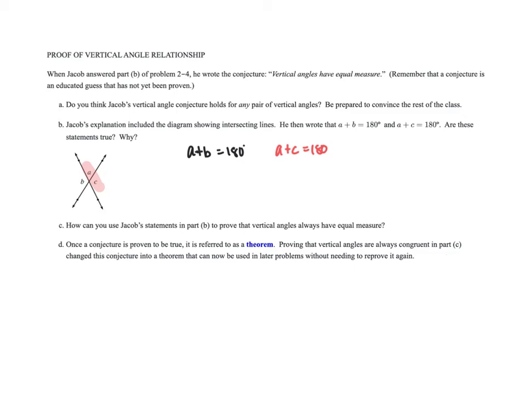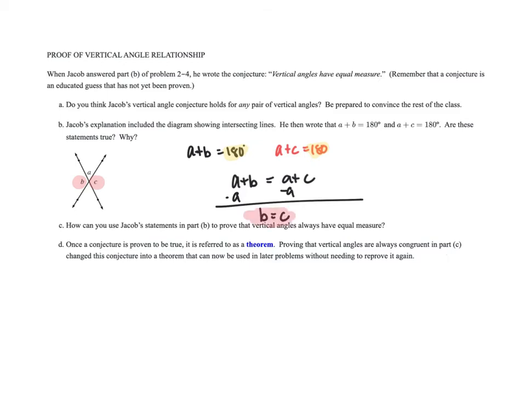Well, if two things are equal to the same number, then they must be equal to each other. So since A plus B equals 180 and A plus C equals 180, I know that A plus B must be equal to A plus C. Then I can just use some algebra to simplify. I'll subtract A from both sides, and my result is that B is equal to C. If I look at my diagram, B and C are vertical angles.